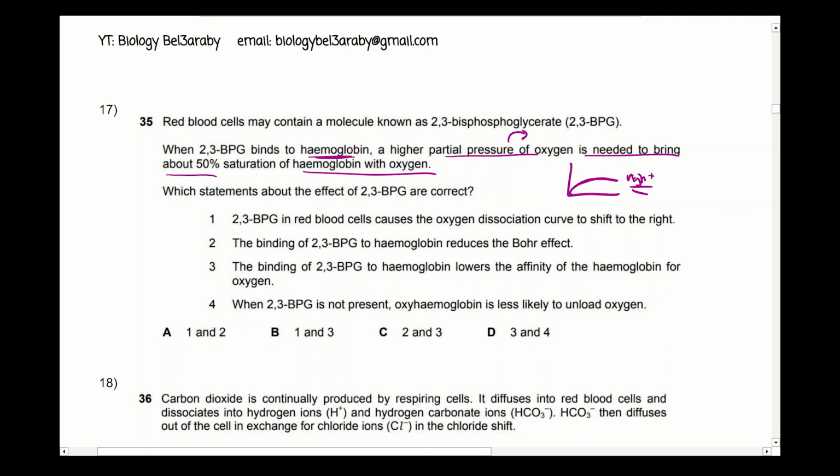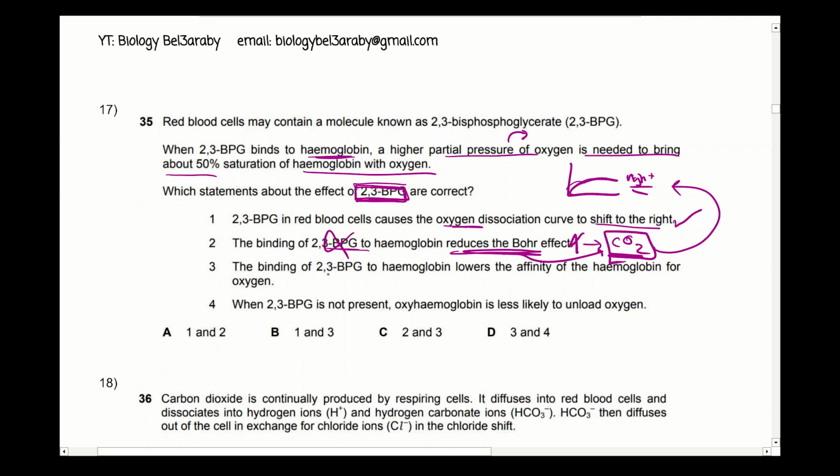Now, let's see the suggestions that we have here. So, we know that 2,3-bisphosphoglycerate decreases the affinity of hemoglobin to oxygen. Now, for one, 2,3-bisphosphoglycerate in red blood cells causes the oxygen dissociation curve to shift to the right. This is correct. 2. As we mentioned earlier, the binding of 2,3-bisphosphoglycerate to hemoglobin increases the Bohr effect since the graph shifts to the right. And in the Bohr effect, we're actually talking about the carbon dioxide concentration increasing the partial pressure of oxygen needed to bring about a specific saturation, therefore shifting the graph to the right. Therefore, this is incorrect because in the Bohr effect, we talk about carbon dioxide, not bisphosphoglycerate.